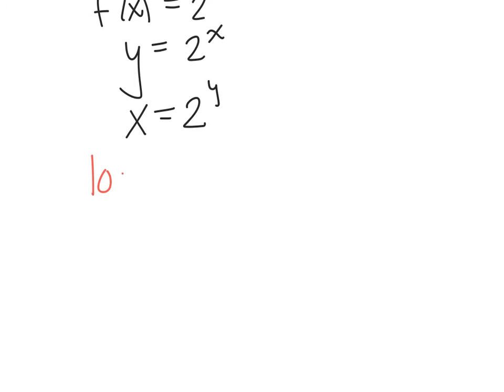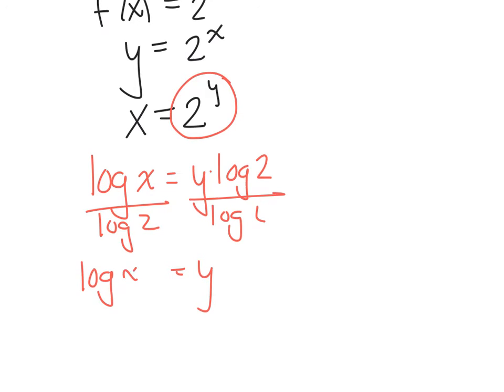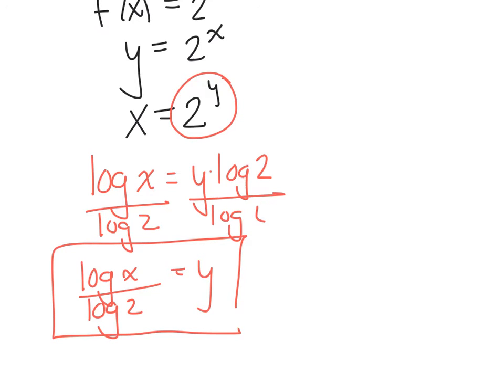So I'm going to say the log of x. Remember, we're going to use log properties. This exponent is going to come down in front, so y times the log of 2. And then I'll simply divide the log of 2 over. We've been doing this for quite a while now. And y equals log x over log 2. Now, we're going to go a lot further with that.